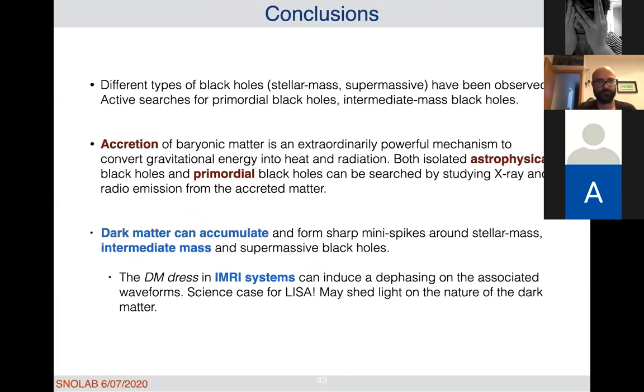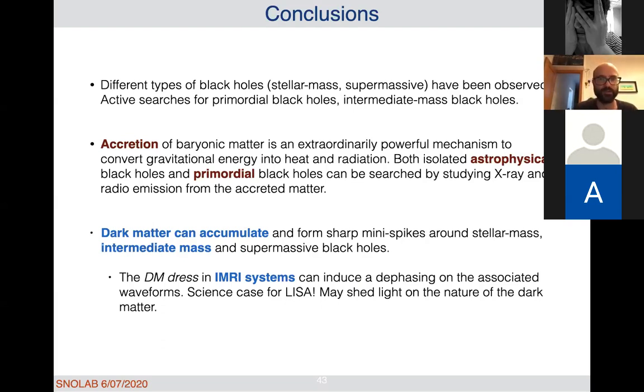I tried to convince you that there are several ways to detect black holes, and there are very nice interplays between the physics of black holes and dark matter physics. You can detect both astrophysical and possibly primordial black holes by looking at the radiation from baryonic matter accreted onto them, and by looking at this multi-wavelength radiation, it is possible to determine an upper limit bound on the abundance of primordial black holes in the galaxy and in general in the universe.